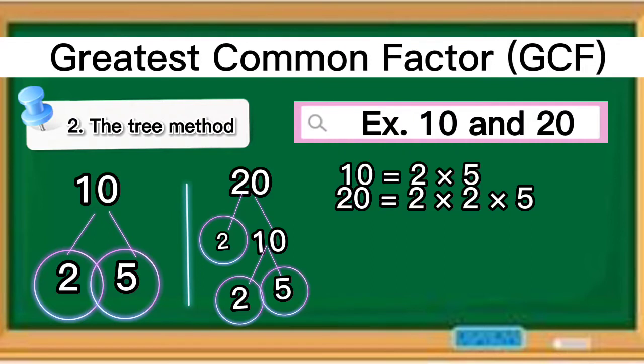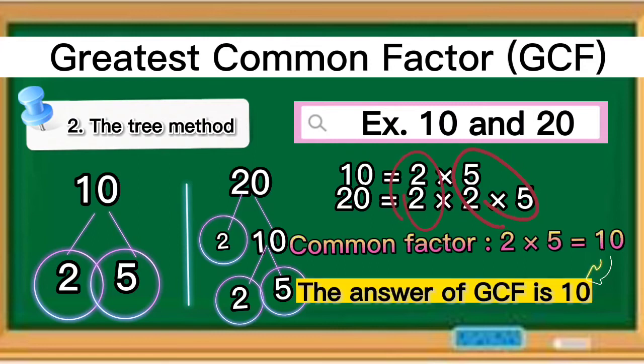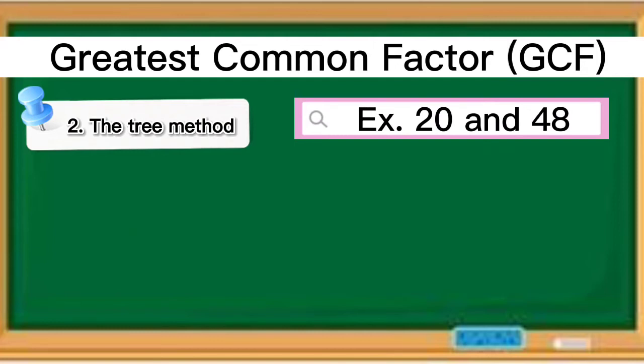Now let's find the common factor. The common factors are 2 and 5. So 2 times 5 is 10. So therefore the greatest common factor is 10. Another set of example is 20 and 48.